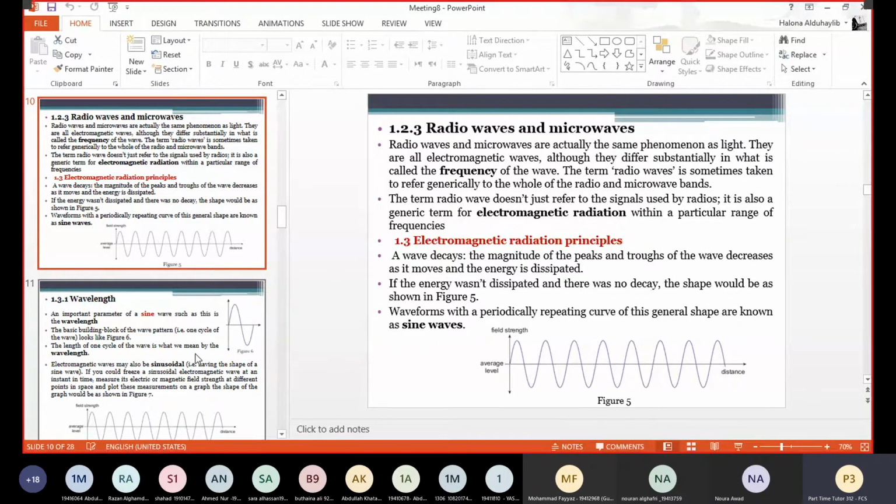If the energy wasn't dissipated and there was no decay, the shape would be the same the whole time the wave is moving. Waveforms with a periodically repeating curve of this general shape are known as sine waves. So the sine wave is the shape in figure 5. By repeating the same wave with the same length at the same time, we will get the sine wave, and this means the wave has the same strength, and the same data is traveling the whole distance.